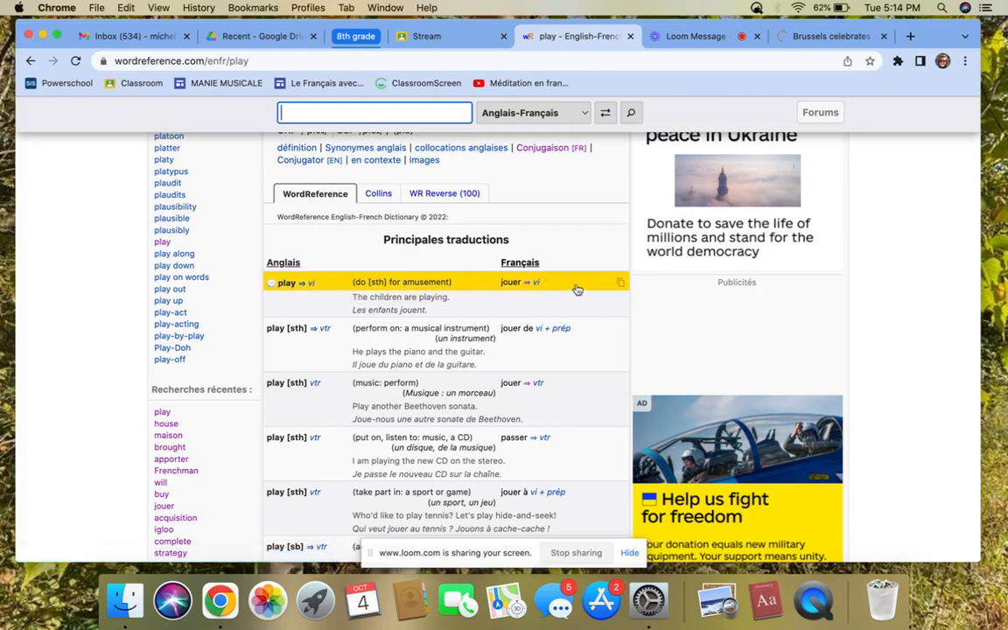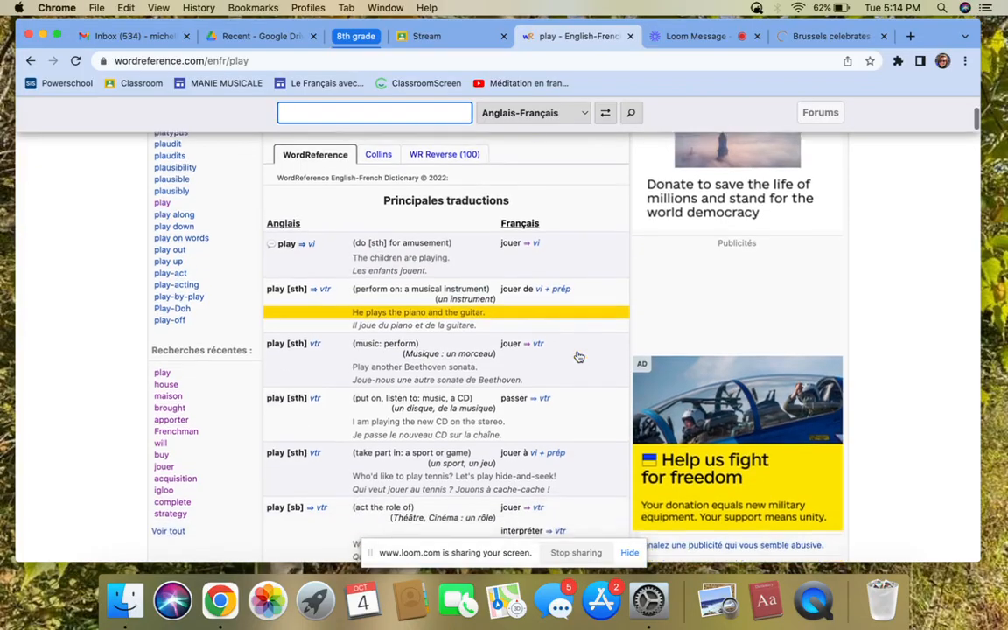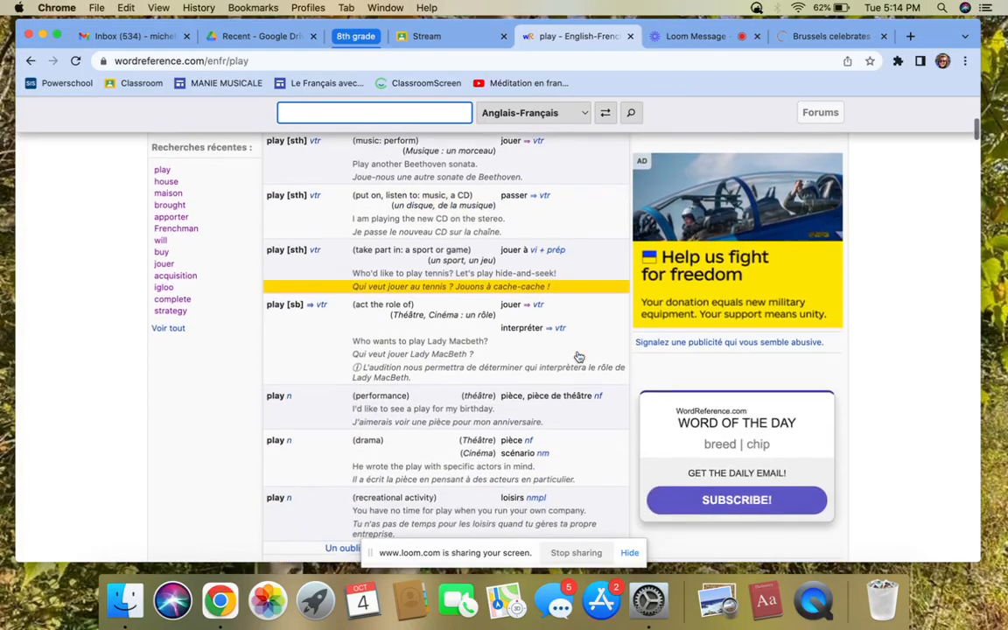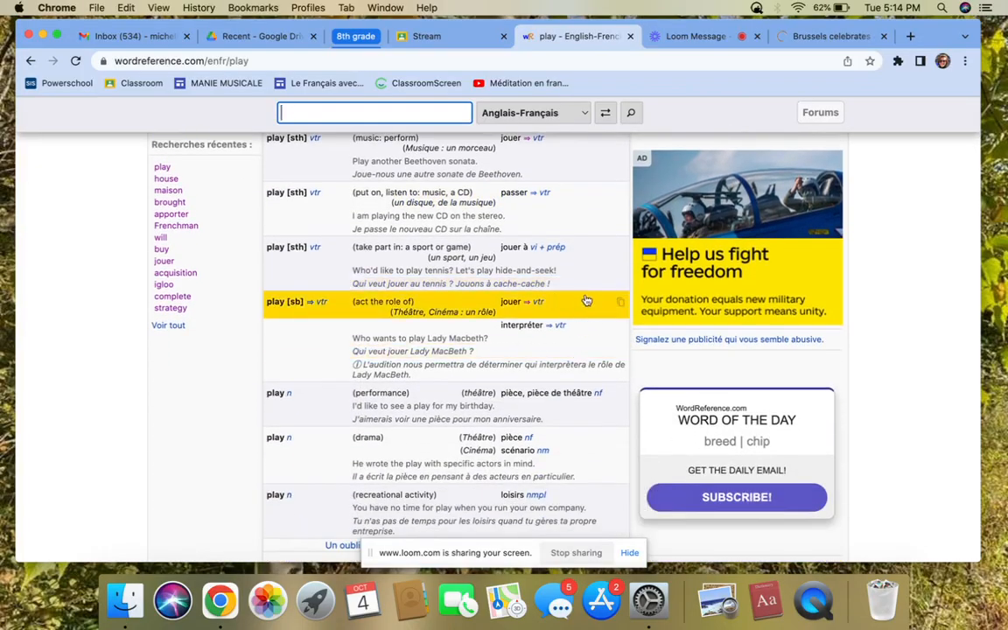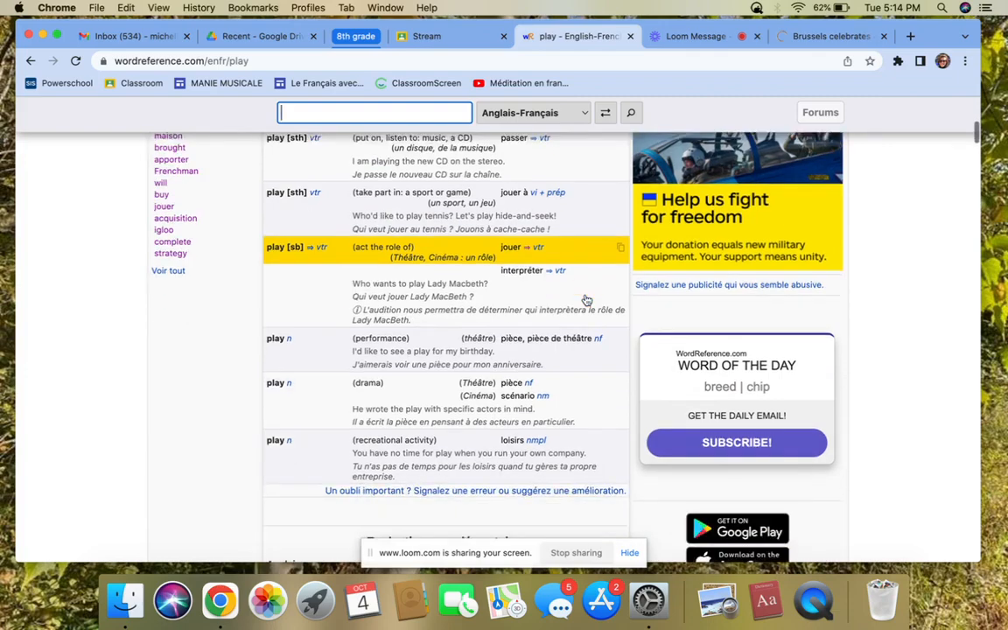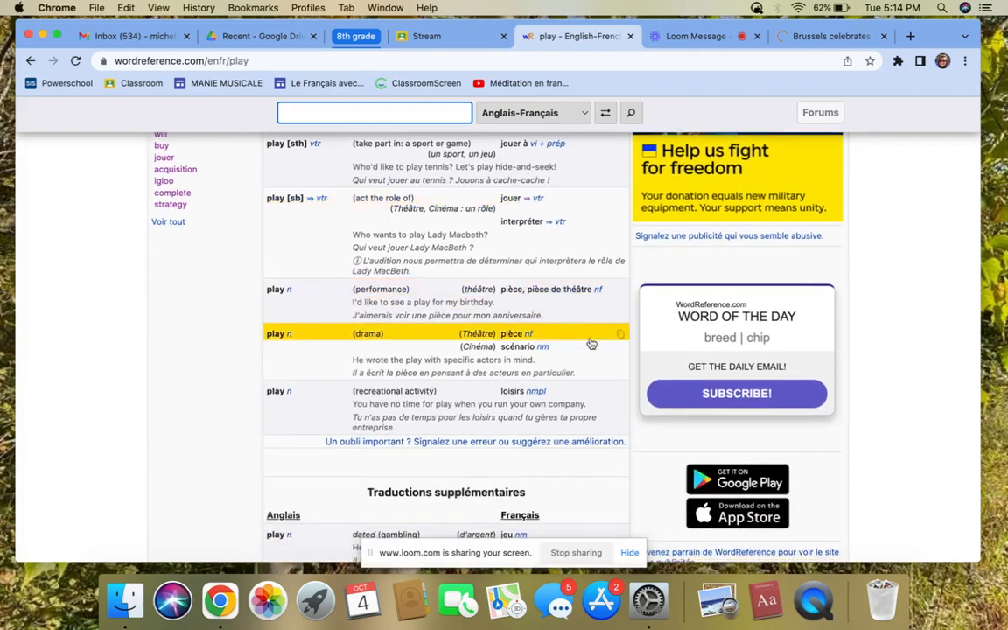Verbs in infinitives in French end in ER, IR, or RE. So you'll notice even in the sample sentence, the children are playing, les enfants jouent. This looks different from this because it's been conjugated to go in the sentence. So we'll talk about the verb conjugation in a minute, but again, you have to make sure you have the right play. So for example, if I go down a little bit further, jouer can also mean to play a role in theater.